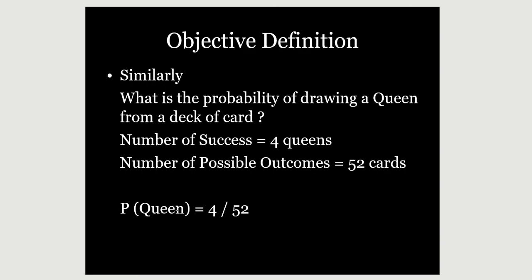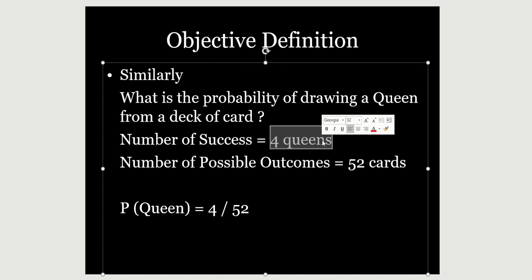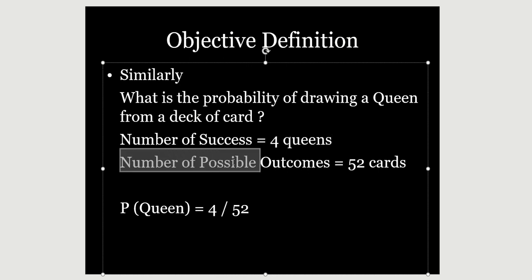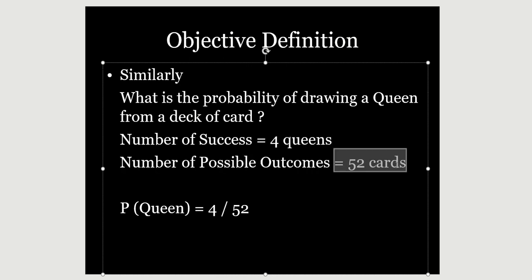So again, in a deck of cards, if we ask what's the probability that you take one card and that card is a queen, well, if we apply the definition that we just identified, it's the number of successes. How many queens do we have in the deck? You have 4 queens. What's the total number of possible outcomes? 52 cards, and therefore the probability of a queen becomes 4 over 52.